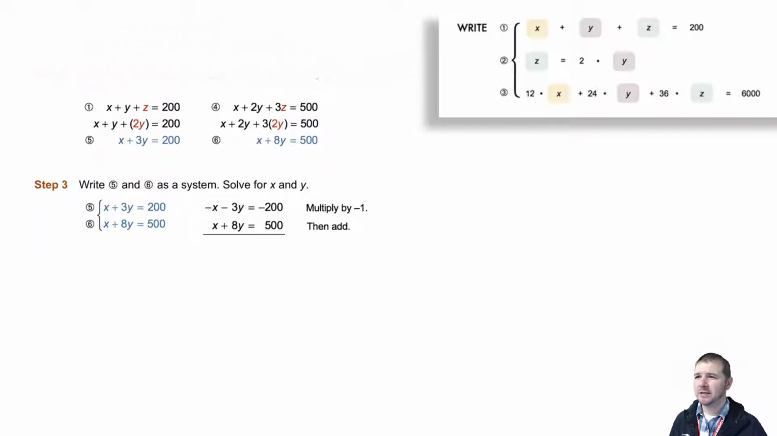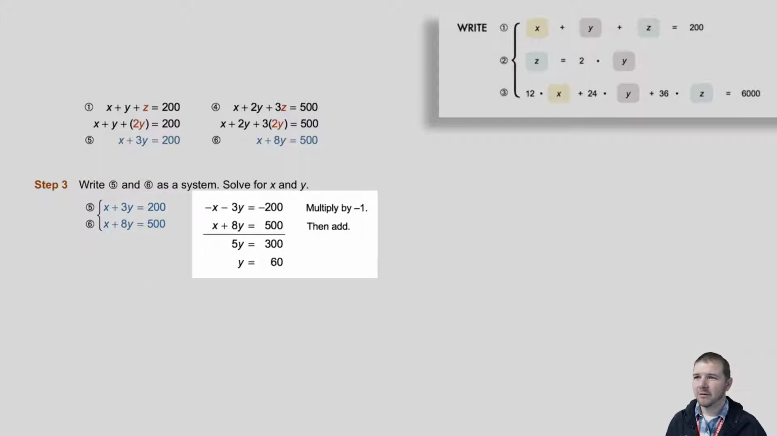Considering the system of equations, x plus 3y equals 200 and x plus 8y equals 500, we notice the same number of x's in both equations, so subtracting one equation from the other will eliminate x's and leave us with an equation that only has y's. Doing that, we find 5y equals 300, so y equals 60.